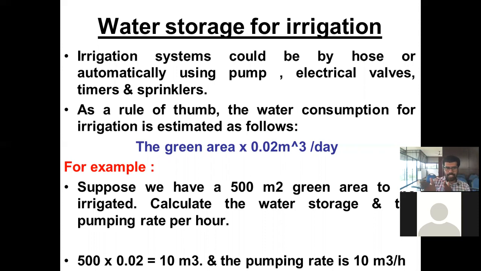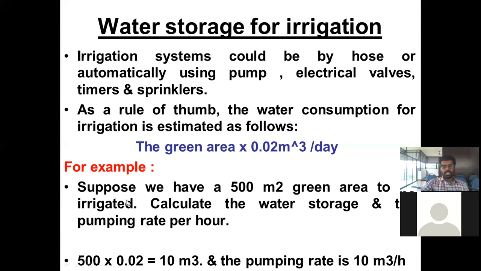In a general thumb rule, we can say just find out the area in square meters, how much area you want to give water to, and just multiply by 0.02 meter cube per day. You will get the storage, or the consumption, of how much water you need to supply. You get it from this formula: green area into 0.02 meter cube per day.